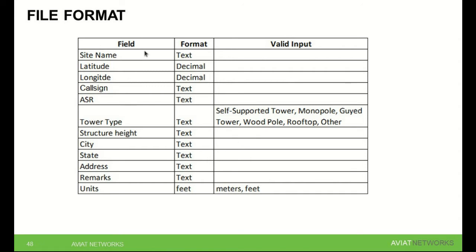This slide shows the file format that is accepted to import sites, and basically it includes the site name, latitude, longitude in decimal format, call sign, antenna registration number, tower type. So these are the accepted valid inputs. This could be as they are shown here or in lowercase. Structure height, city, state, address, remarks, and units. This one is important to tell the system what the units are, so they will be automatically converted once they are imported into Link.